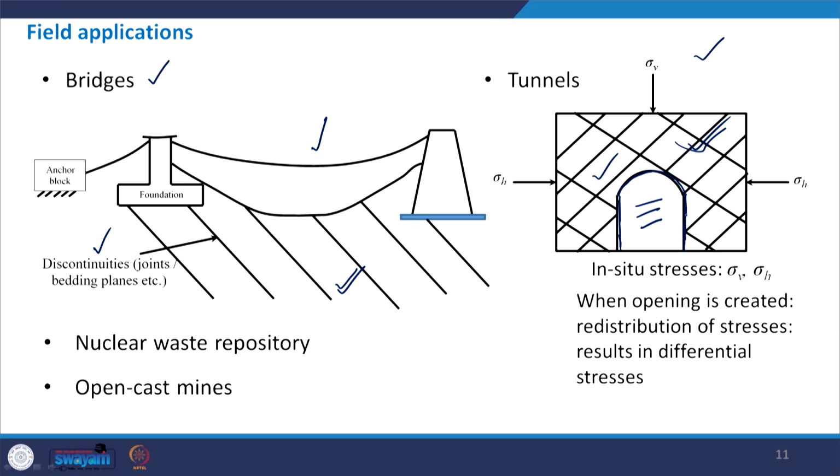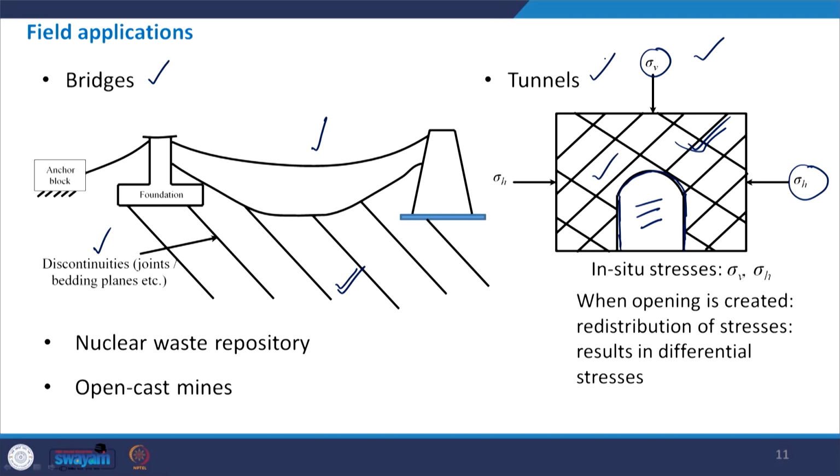So, before the excavation there was the presence of in situ stresses, say in the form of the vertical stress sigma v and horizontal stresses sigma h. But the moment you create the opening, you have a stress free boundary and the stress redistribution has to take place. So, that is another application with reference to rock engineering.